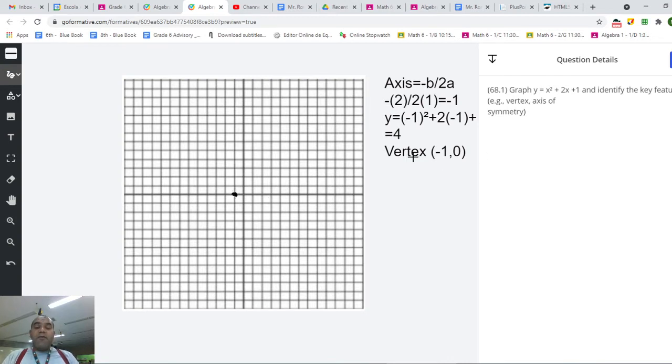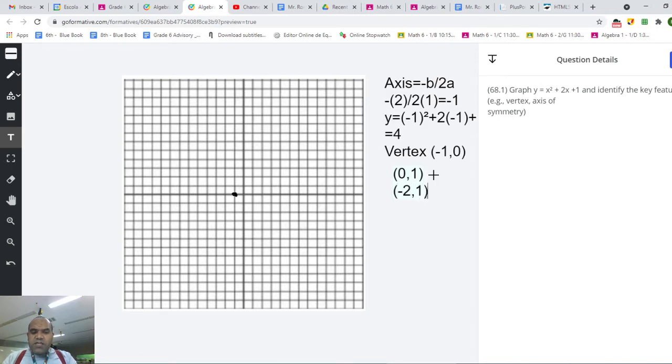Great. And right now, let's pick one neighbor here. The vertex is at negative 1. I'll pick neighbors 0 and negative 2. When x is 0, 0 squared is 0, plus 2 times 0 is 0, plus 1 is 1. So 0, 1, and negative 2, 1.